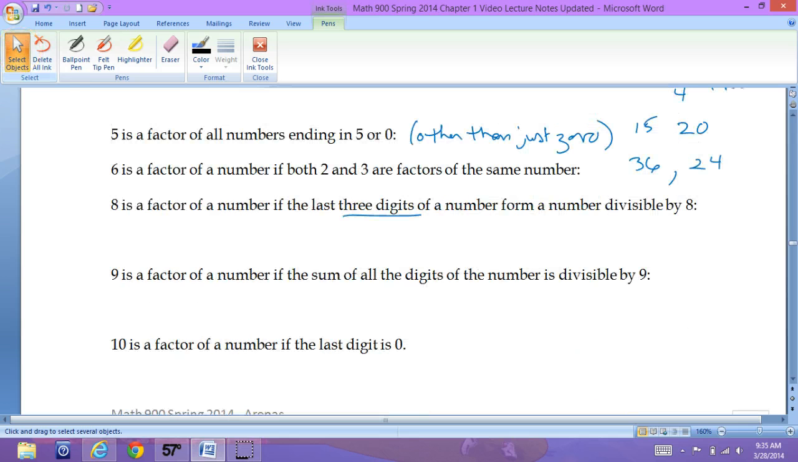9 is a factor of a number if the sum of all the digits of the number is divisible by 9. So if you had a huge number, this also wouldn't be particularly helpful. But if we have this number, say 333, well, we know offhand that it's certainly divisible by 3 because 3 goes into each of these one time. So that's 111 times 3 would get us this. But it's not readily apparent that 9 divides 333. But if we take the sum, 3 plus 3 is 6 plus 3 is 9. The sum is divisible by 9. Therefore, this has to be divisible by 9.